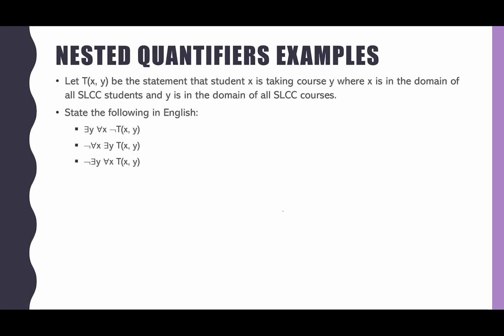Right, nested quantifiers. We talked about this the other day briefly, and we've seen these exact examples here, but I want to make sure we understand them. So we have a statement here that says T of XY is the statement that student X is taking course Y. Okay, that's kind of like our thing a minute ago that student X went to country Y or whatever, right? So how would we translate this sentence here? Let's take a look at that one first.